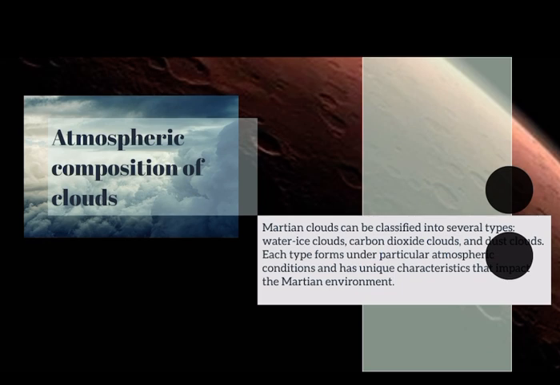Atmospheric composition of clouds. Martian clouds can be classified into several types: water ice clouds, carbon dioxide clouds, and dust clouds. Each type forms under particular atmospheric conditions and has unique characteristics that impact the Martian environment.